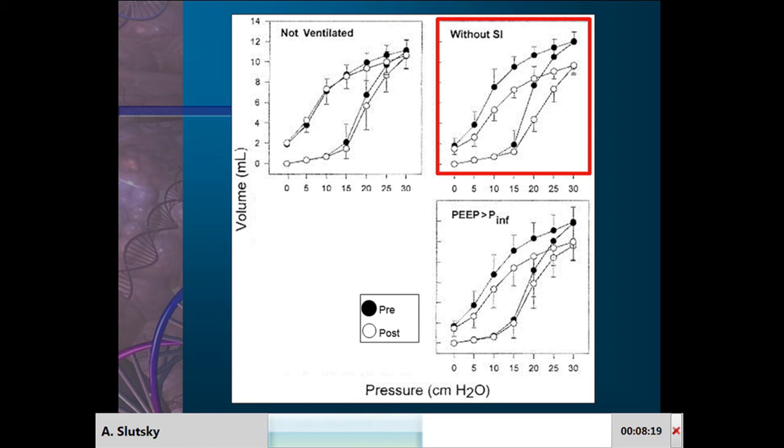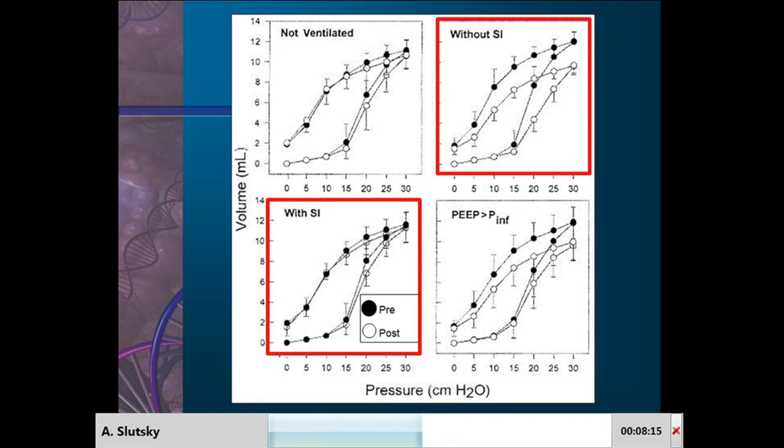If you look at the pressure volume curve down here, worsening of the pressure volume curve compared to not ventilated. And what happened in these animals if you provided a sustained inflation? You can see essentially no change in the pressure volume curve, suggesting that by inflating the lung, by recruiting a lung, you can decrease ventilator-induced lung injury. Same ventilatory setting, same PEEP level, same tidal volume.